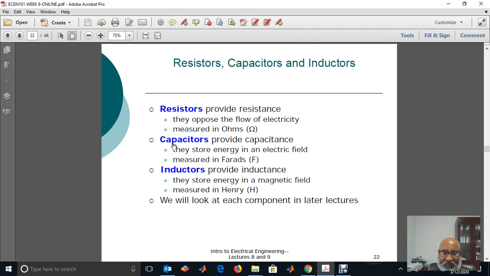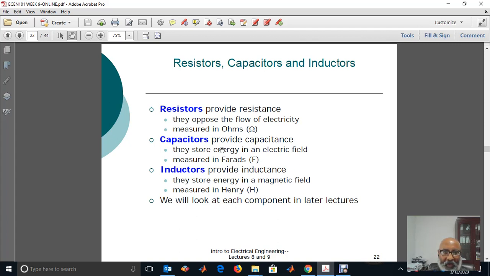And capacitors. A capacitor stores energy in an electric field, and it's measured in farads. The symbol for the unit is F. An inductor stores energy in a magnetic field, and it's measured in henry, and the symbol for the unit is H.